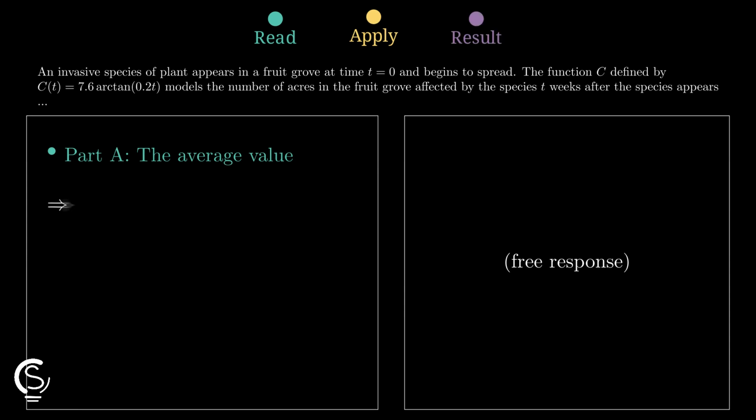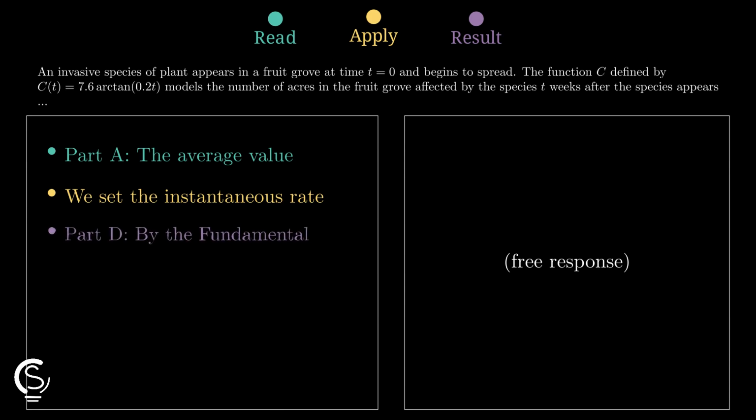The limit of C prime of t as t goes to infinity of 38 over 25 plus t squared. As t grows, the denominator grows, so the limit is 0.